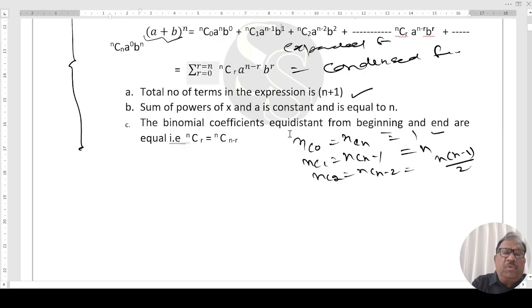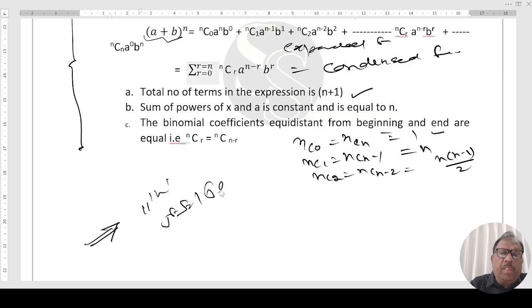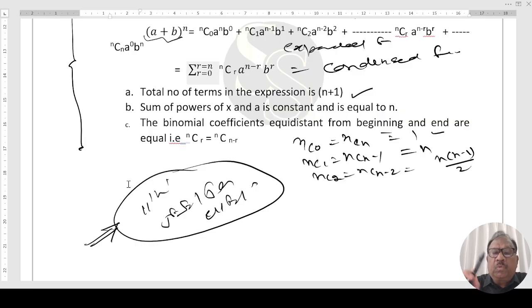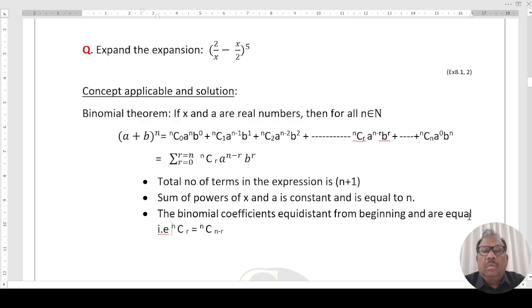Which are going to be very, very useful and important for 11th standard, JEE Main, CUET, and other entrance examinations. It is requested to go through the session completely. Now, let's start with the question and concepts. Question is, expand (2 by x minus x by 2) whole power 5.